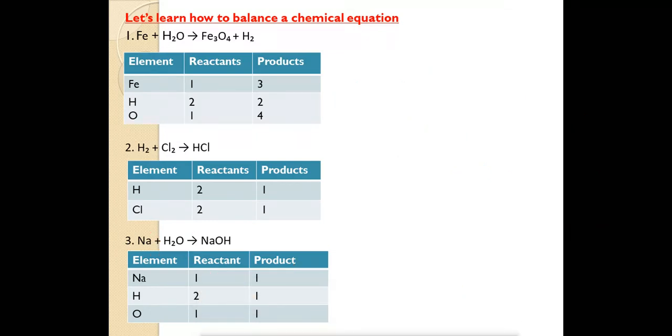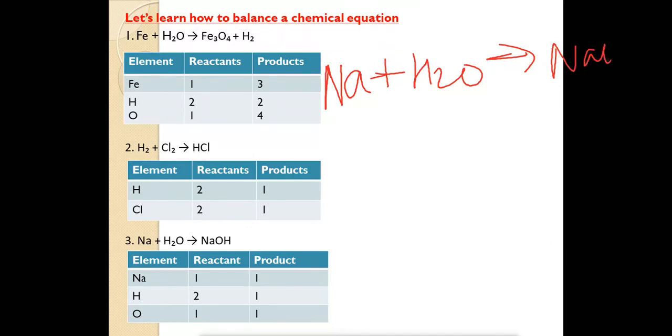Once again we will go to the reaction. Na plus H2O gives NaOH. Right? So 1 sodium we have on both sides, 2 hydrogen and 1 hydrogen, 1 oxygen and 1 oxygen. So how will we balance this reaction? We have to think a little bit about how to balance. We have to use the hit and trial method.